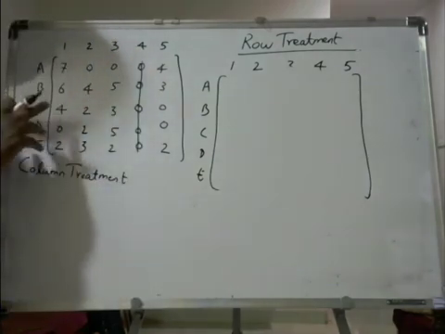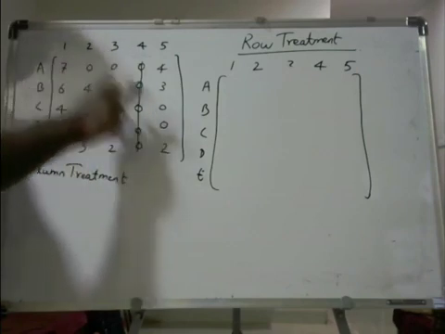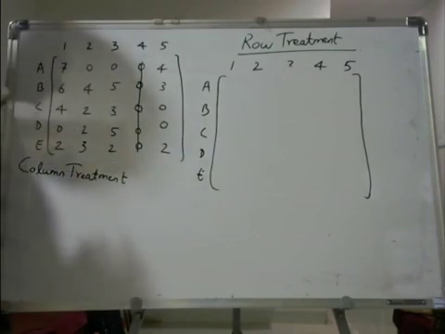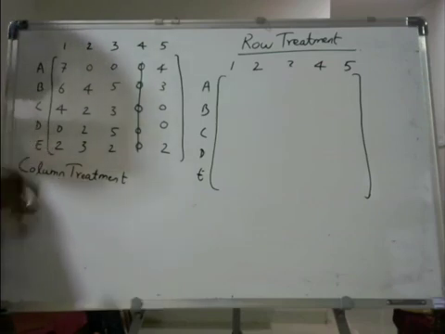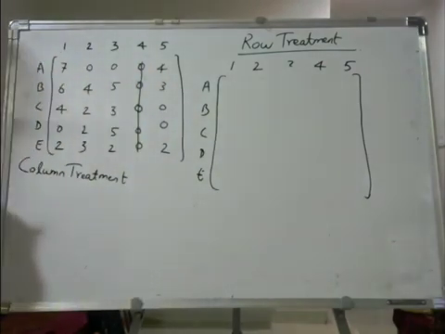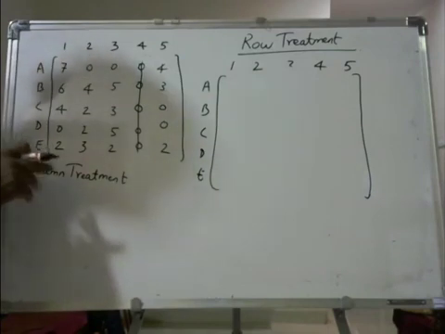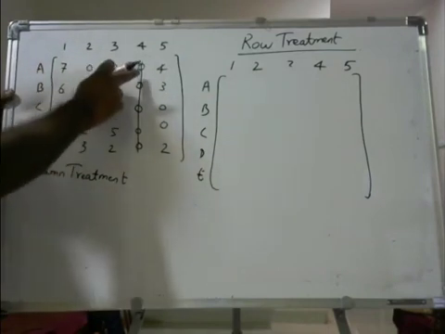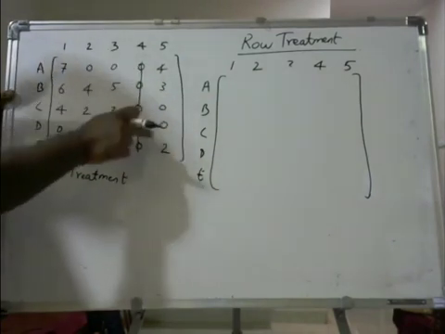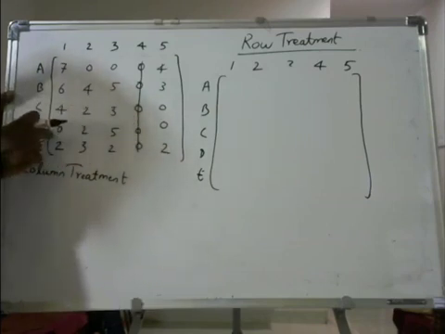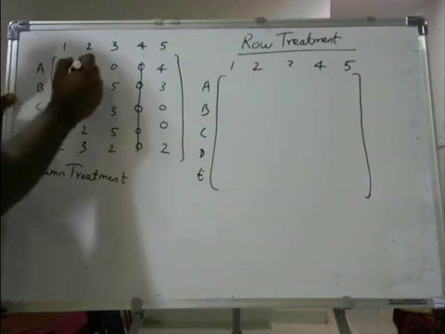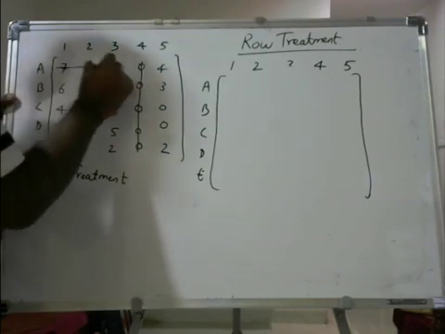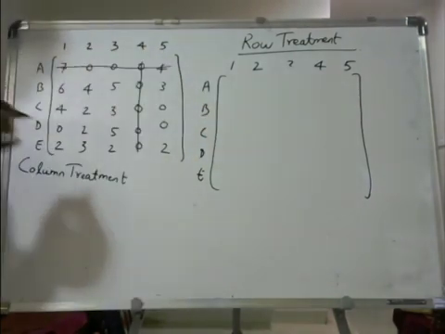I have to draw lines so that I will cover all the zeros, but the lines should be minimal, as few as possible. Okay. Now let me see which row or column has the maximum number of zeros. Now here it has 2 zeros, here 2 zeros, here 1 zero. So what I can do is, I have to draw one line like this. Okay, this is the second line.